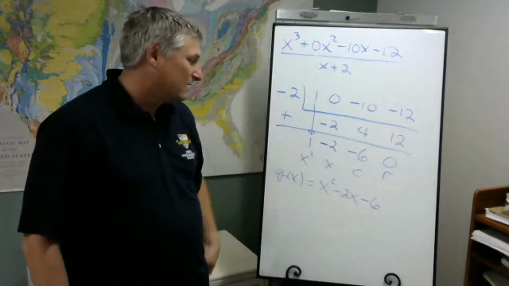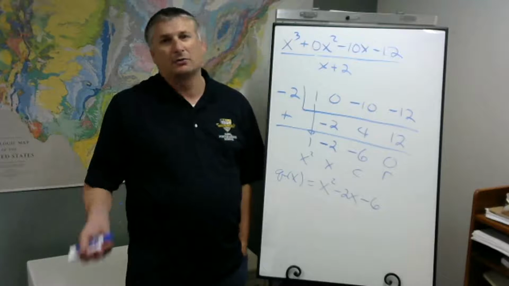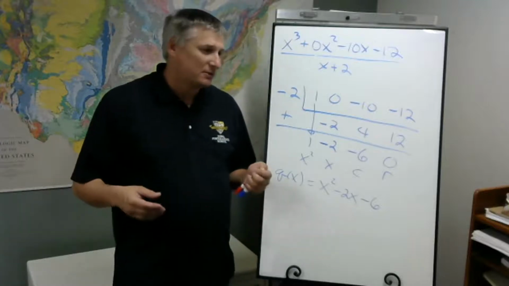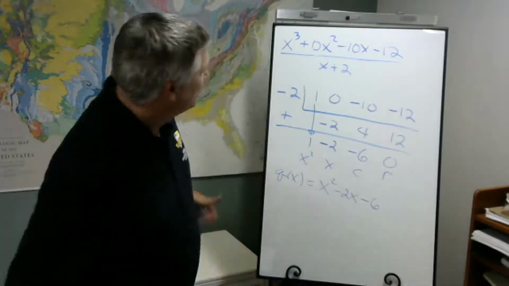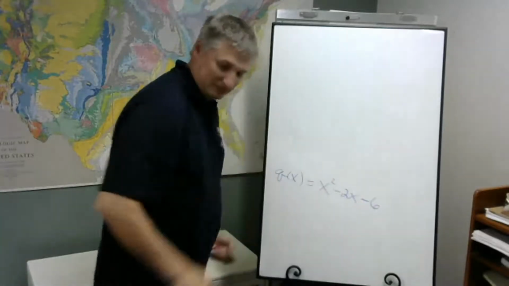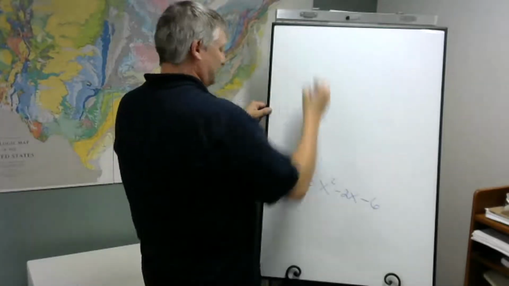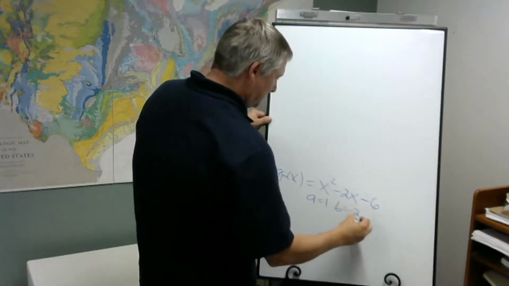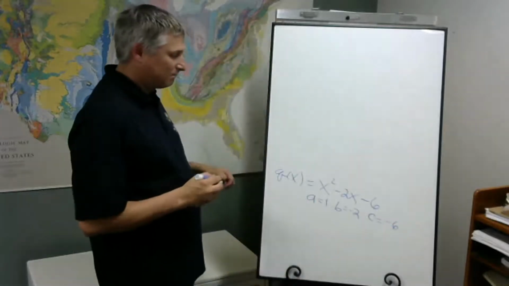Can we factor this? And it turns out, using the techniques that we've seen in this class or the previous class, we really can't. So we have to break out the tool that always gets the job done, the quadratic formula. So our a is 1, our b is negative 2, and our c is negative 6.